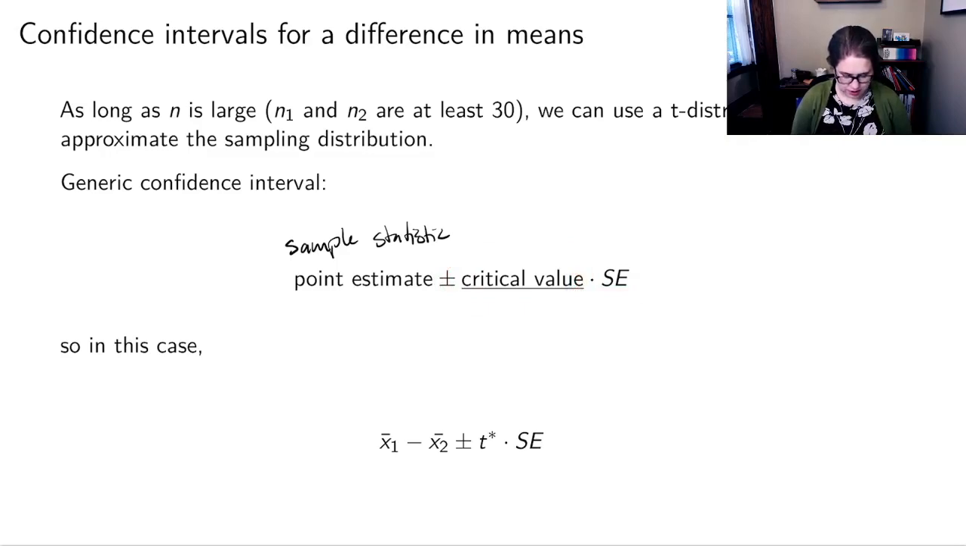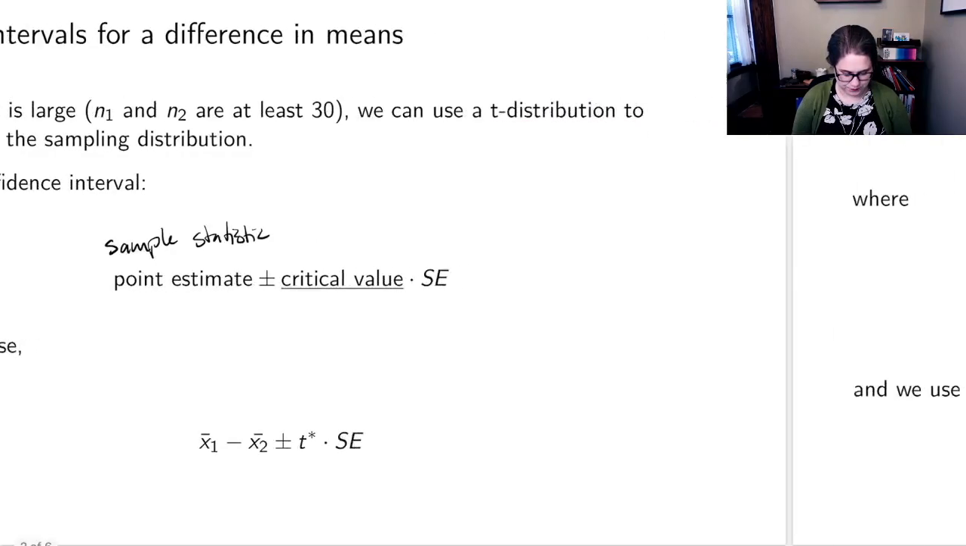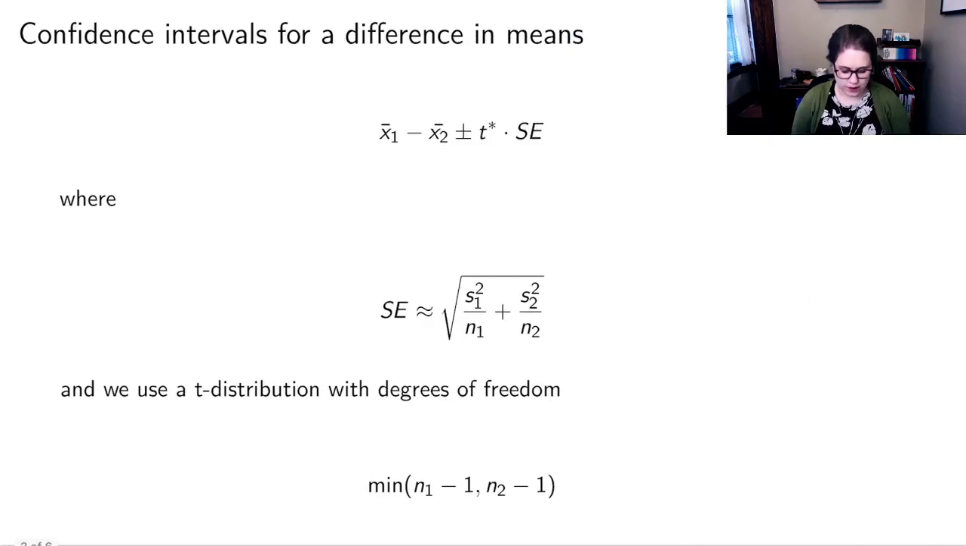And what we're going to add and subtract is a critical value times a standard error. And in this case, our point estimate is x1 bar minus x2 bar. Our critical value is going to come from a t-distribution, and then we're going to multiply by the standard error. And as long as n is large, so both n1 and n2 are at least 30, then we can use that t-distribution to approximate the sampling distribution. So let's just look at that. We've got our point estimate plus or minus our margin of error. That's the critical value times the standard error.